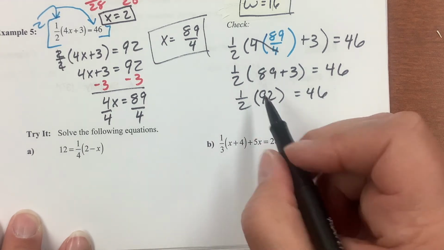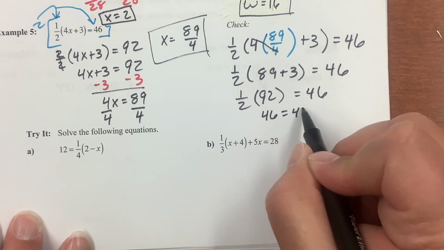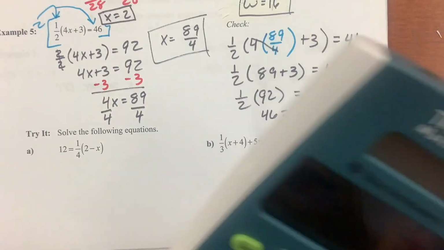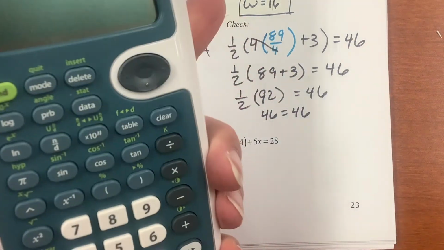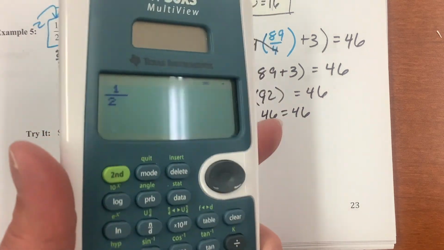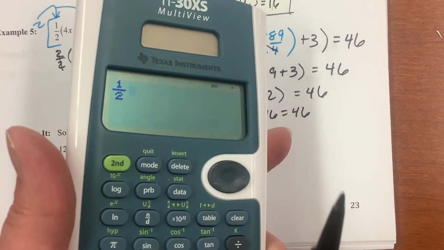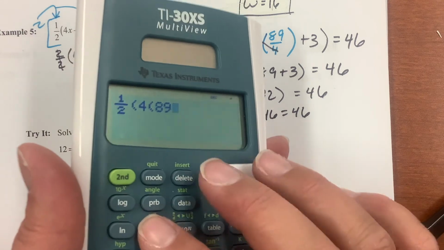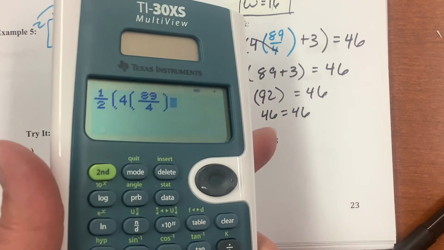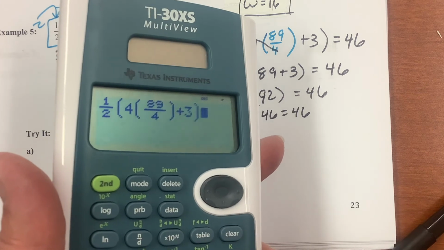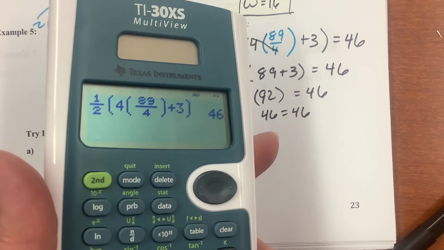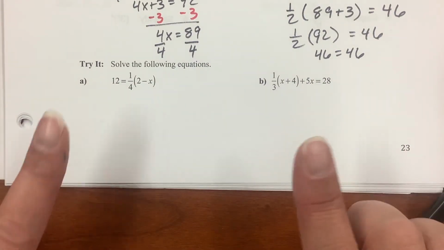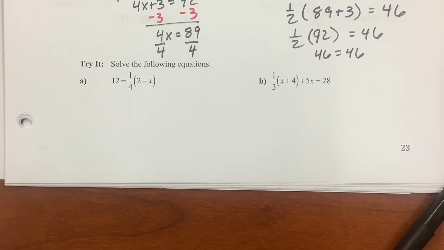Oh my goodness gracious me. 46 equals 46. Now I'm going to go back and put that in a calculator because I know you don't trust me, but I'm sure that's the answer, crazy as it is. 1/2 times 4, parentheses, 89 over 4, close that parenthesis, plus 3, close that parenthesis, equals 46. Sometimes crazy is the answer. All right. Try those two problems, and I will go over them when I see you again.